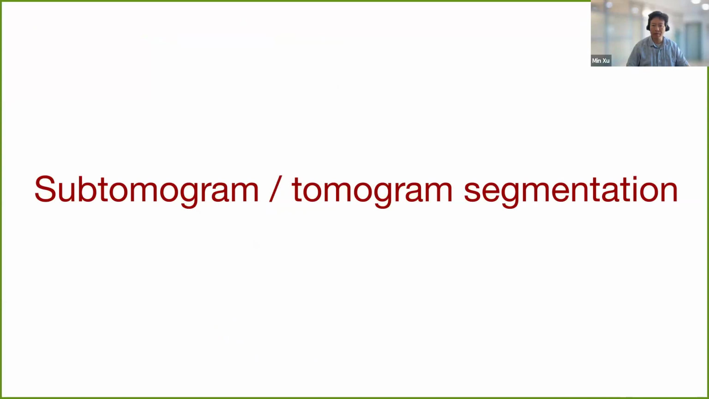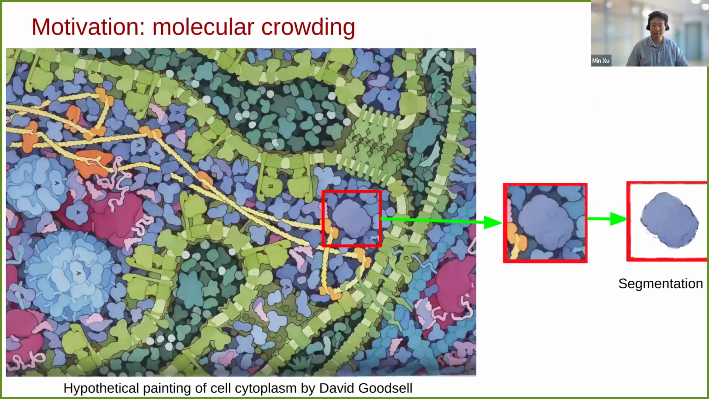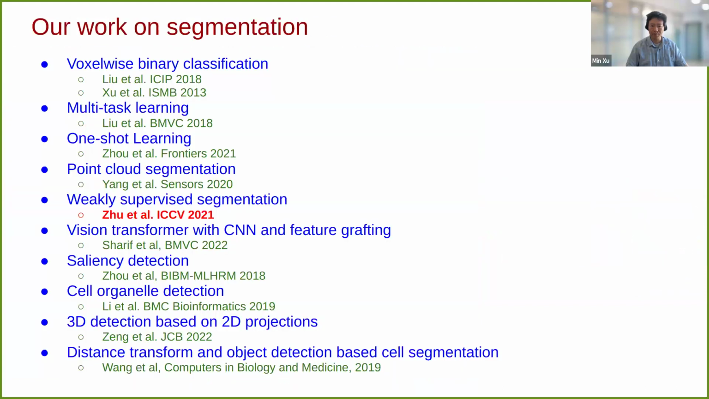Another type of work we have been doing is about segmentation of subtomograms or tomograms. As mentioned before, the macromolecules could be inside a very crowded molecular environment. In such a case, if we simply cut out the subtomogram around these macromolecules, then the subtomogram may not only contain the macromolecule of interest, but also some neighbor structures. The existence of such neighbor structures may bias the recovery and the classification of this macromolecular structure of interest. Therefore, we need to segment out the region occupied by this macromolecule of interest from this subtomogram.